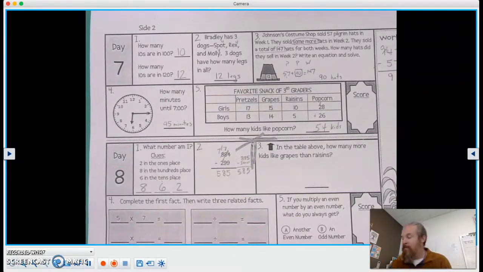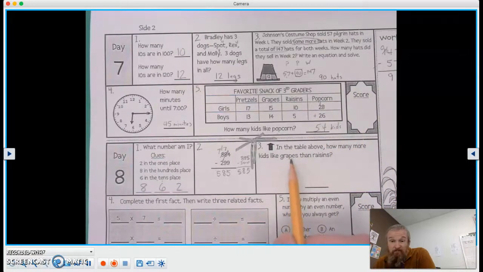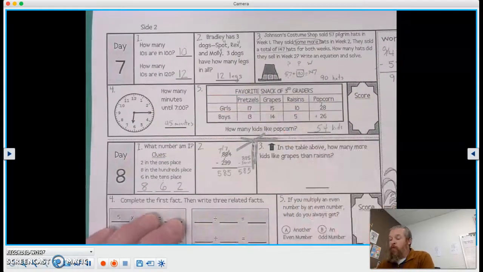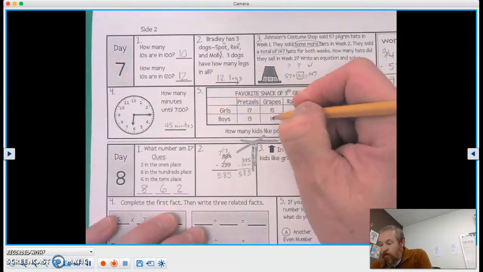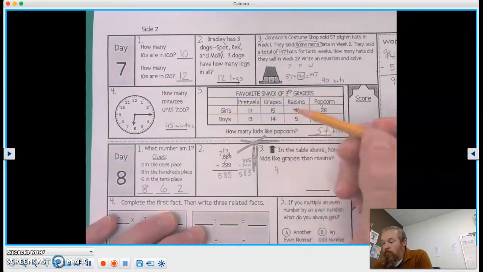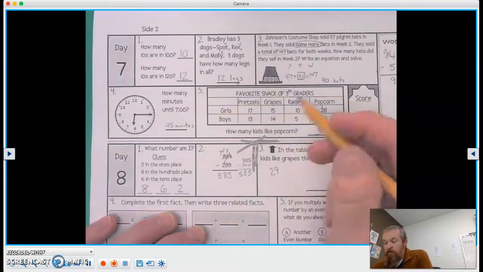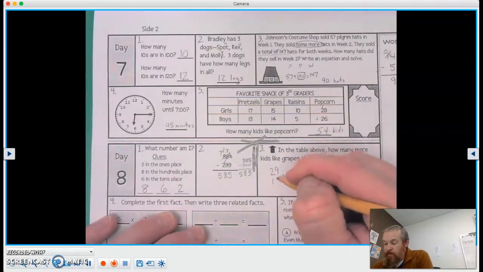In the table above, how many more kids like grapes than raisins? So let's see. First, we're going to need the total for grapes, right? Because that's asking how many more kids, not girls or boys, but it's total between both. How many kids like grapes? Well, 5 plus 4 is 9. And 1 plus 1 is 2. So that's our grapes, right? And our raisins, 10 plus 5 is 15.